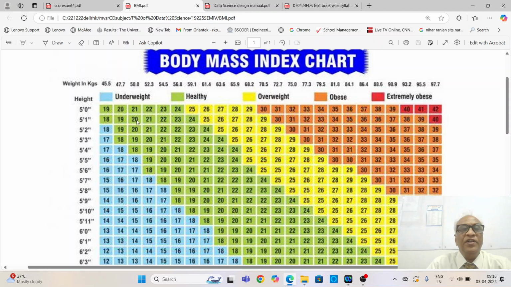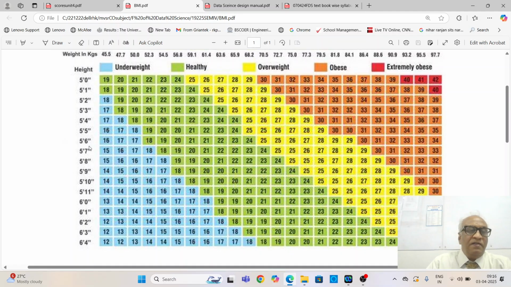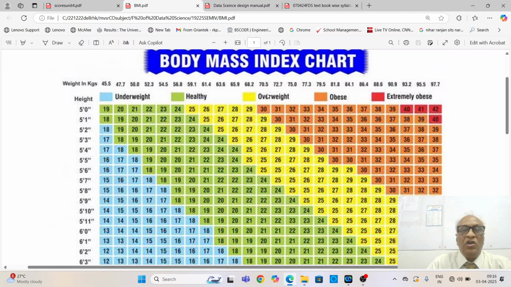So you can see here these values on the chart in yellow, green, blue, orange and red color are the body mass index. We have the weights on the horizontal side and the heights on the vertical side. So this is a very well-known measure called body mass index. This is one type of score. Similarly, we have other scores also.